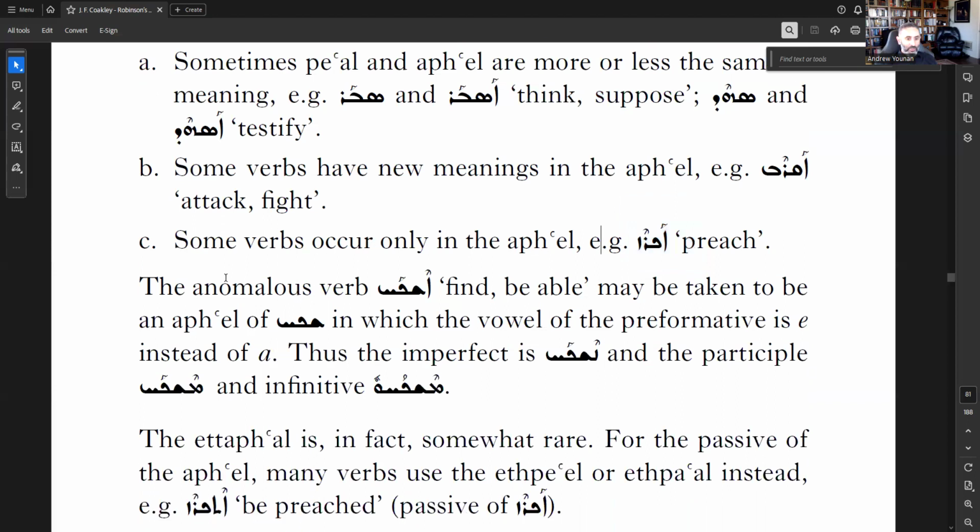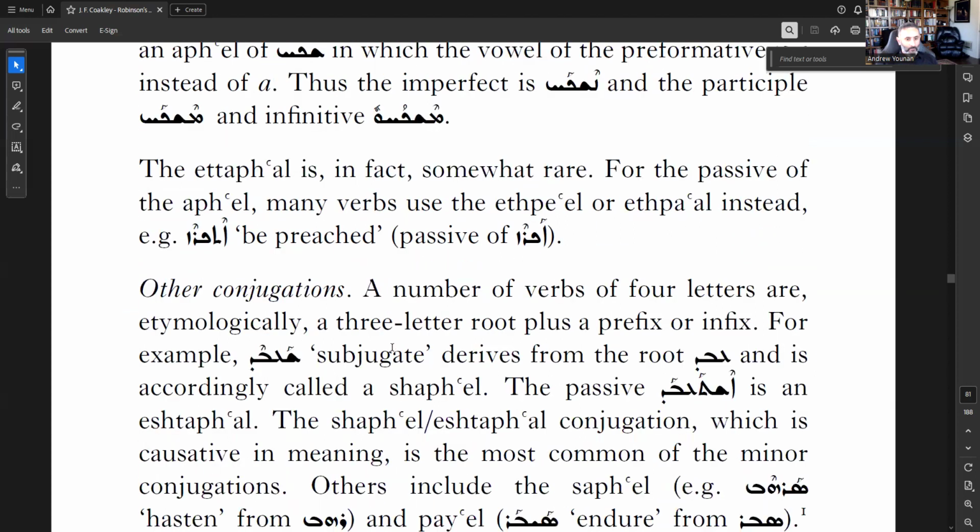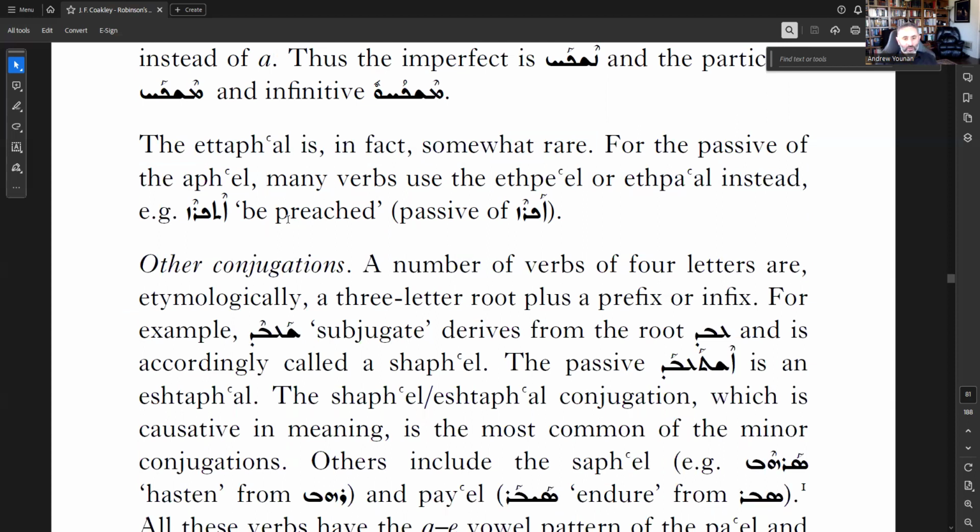The anomalous verb ishkah, to find or to be able, may be taken to be an af'al of shkah, in which the vowel of the preformative is I instead of a. Thus, the imperfect is nishkah and the participle mishkah and the infinitive mishkahu. I guess. Just learn this as a vocab word. You don't have to analyze it this way. The itaf'al is, in fact, somewhat rare. For the passive of the af'al, many verbs use the ithpil or ithpa'al instead. Ithakriz, to be preached, passive of akriz. Again, just look it up, you're not going to have to memorize anything. Just look words up in the dictionary.